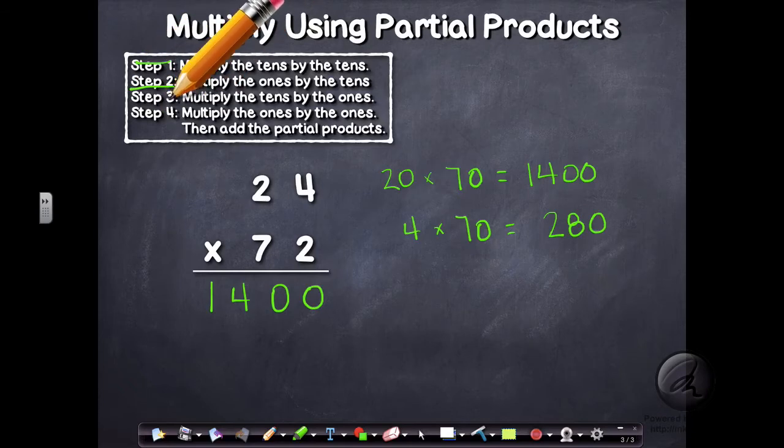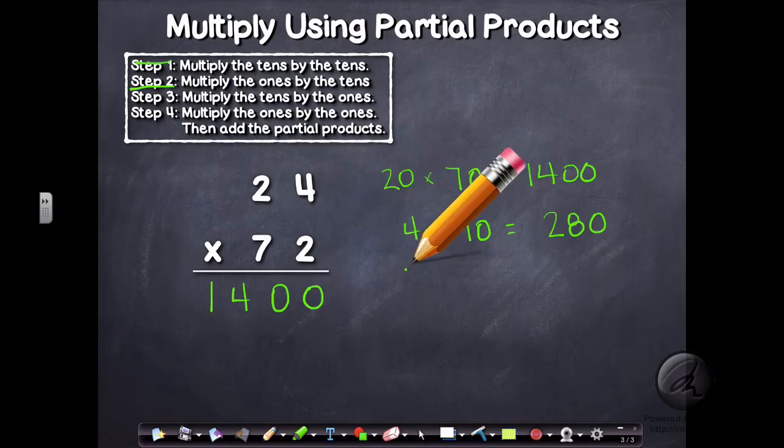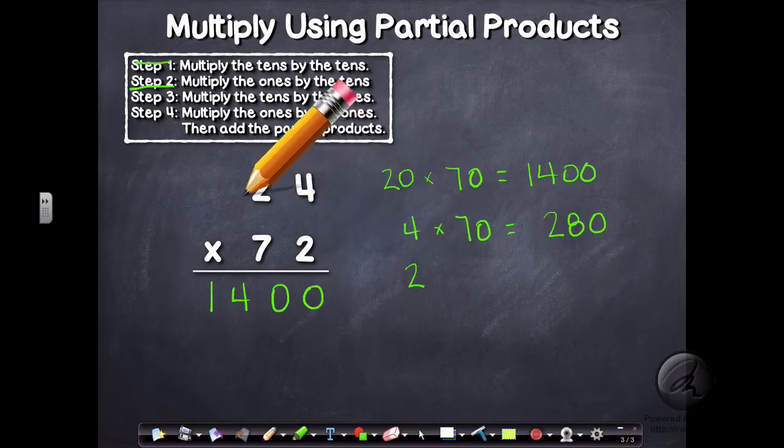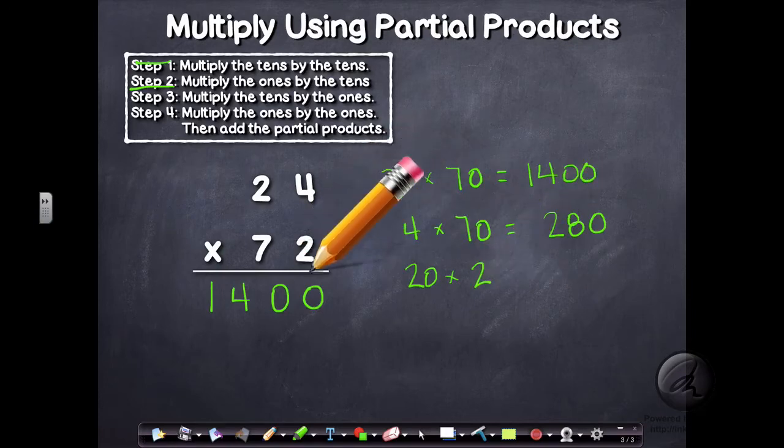Now I'm going to do step 3, which is multiply the tens by the ones. So I'm back out here to my tens, and I have to multiply it by my ones. Remember the value of this 2 is 20, so 20 times 2, and the value of this 2 is only 2 because it's in the ones place.